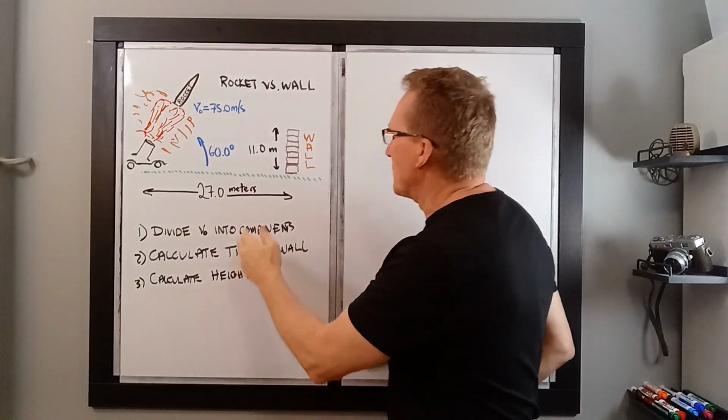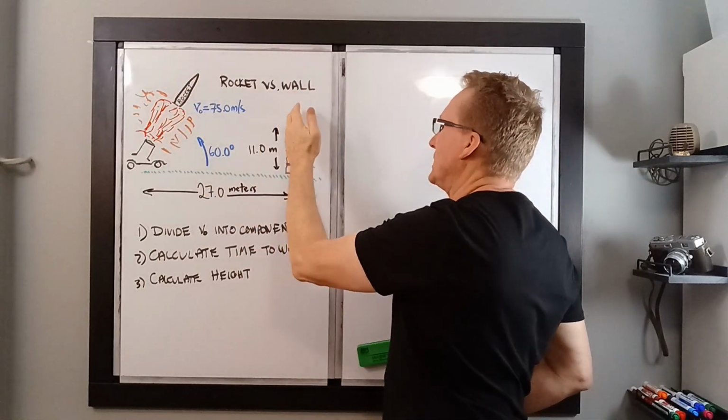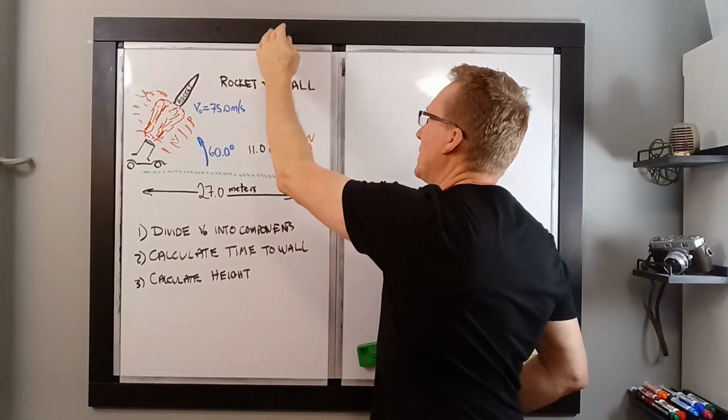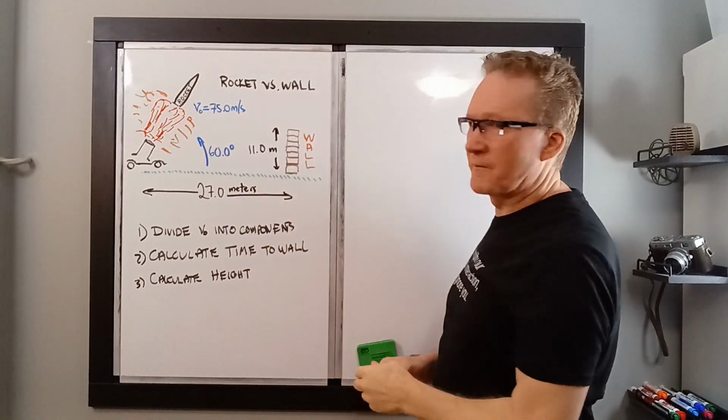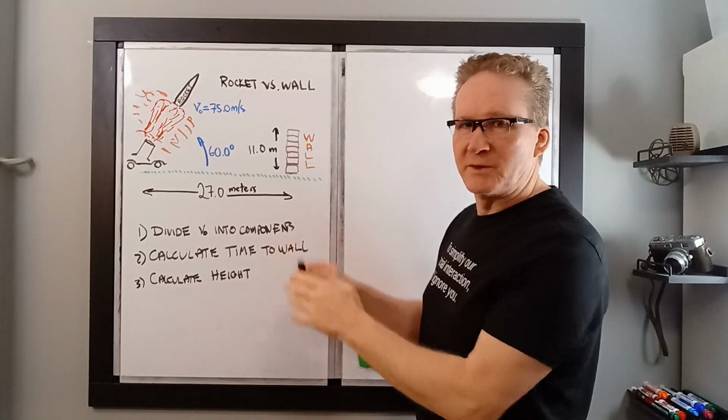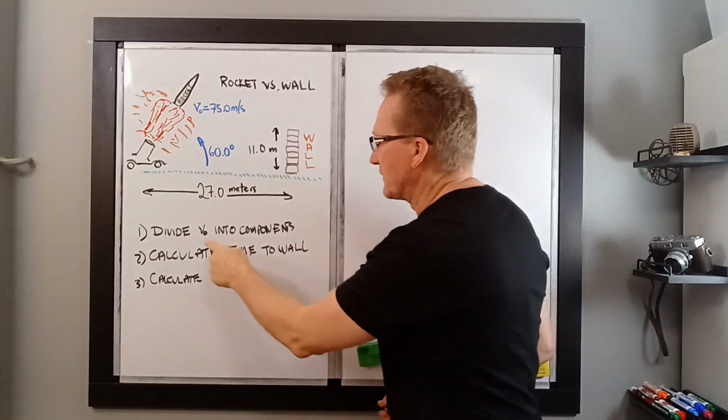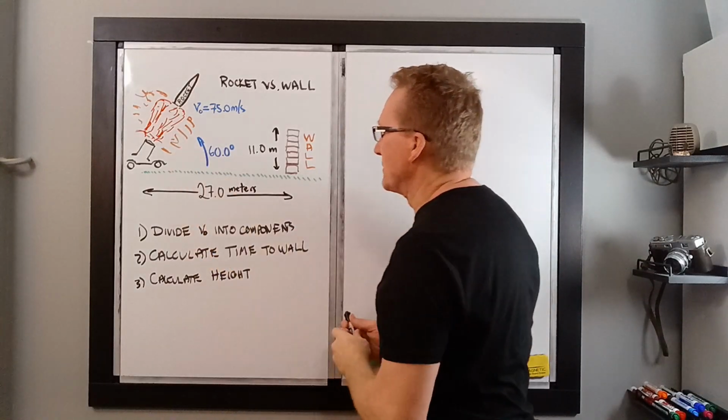And then thirdly, we're going to look at when the rocket hits this wall, and in that time, how high is the rocket? Obviously, it's going to go up and down. We don't know if it's still going up or if it's starting to come down. We'll do that in the third part of the calculation. So first of all, let's divide this into components.